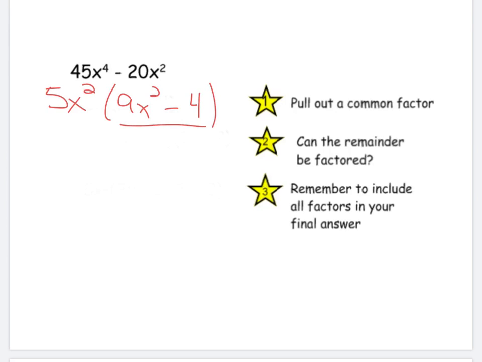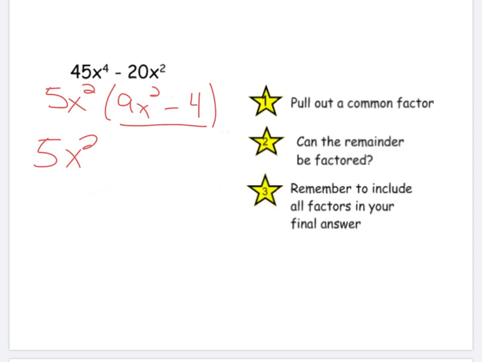So we have to look at the remainder, 9x squared minus 4. That is a little harder to recognize, but that is also a difference of squares. So I would still have my one factor be 5x squared, but for the rest, I would have one of them be plus and one of them be minus, otherwise it'd be exactly the same. And remember, to figure out what the two parts of the factors are, we'd have to take the square root of both terms.